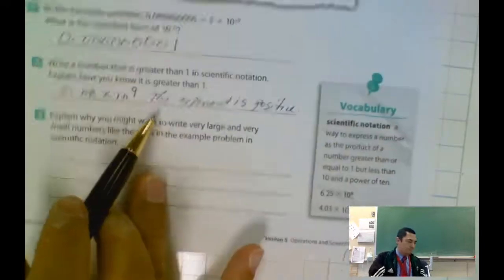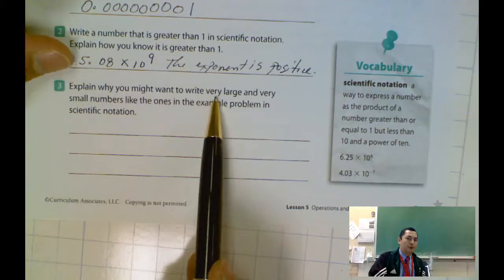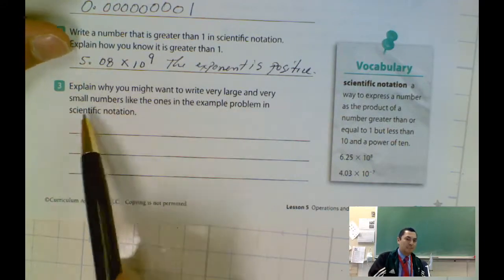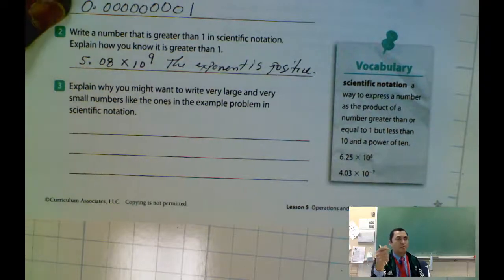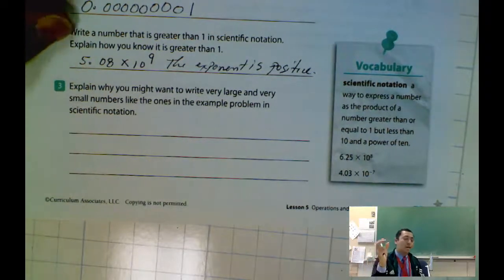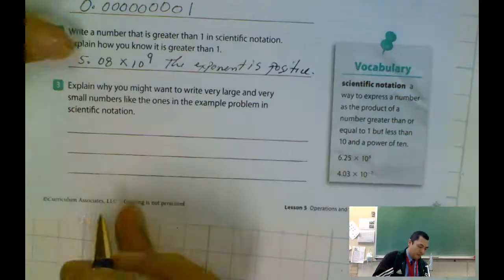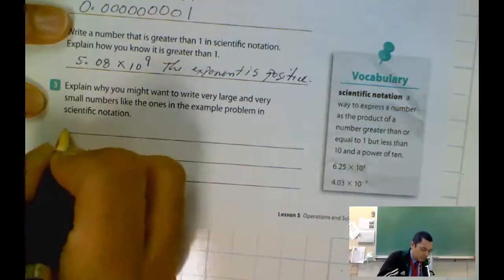Number 3, explain why you might want to write very large and very small numbers like the ones in the example problem in scientific notation. We mentioned during the class that when you work with scientific notation, it means the numbers are really big or the numbers are really small. So in this case, you can write it here with scientific notation.